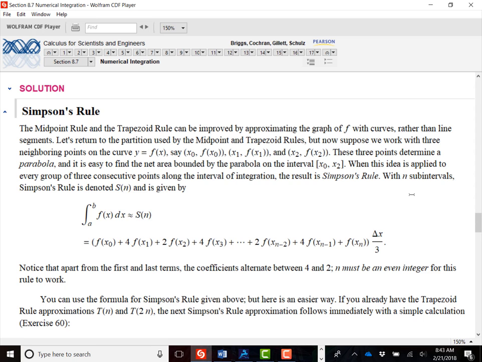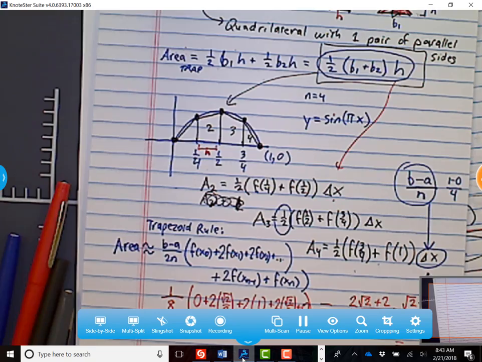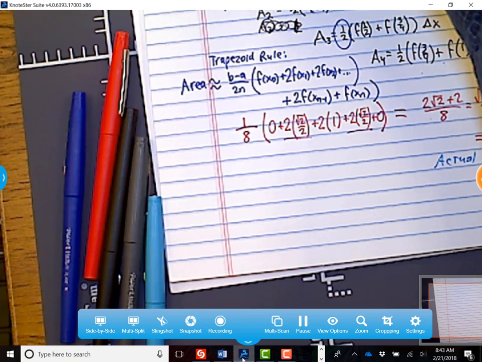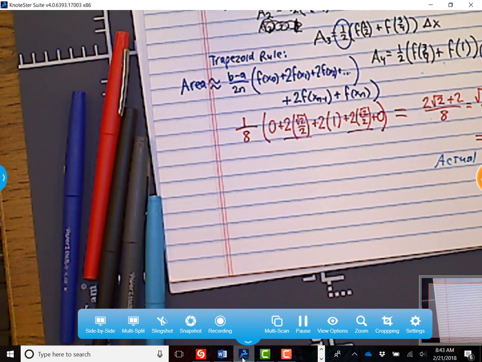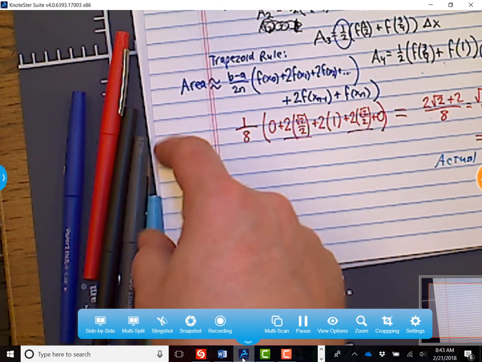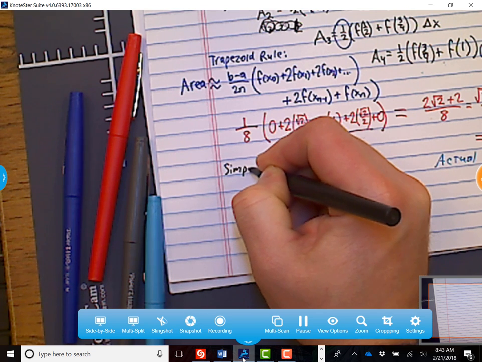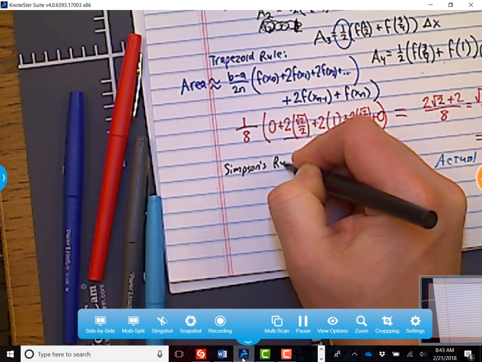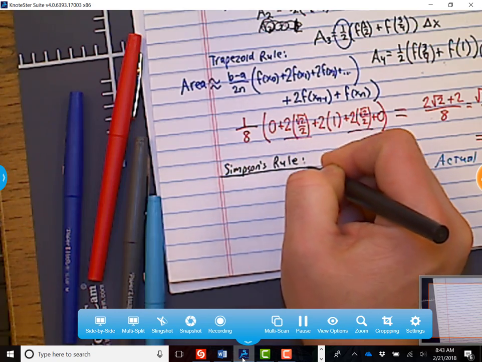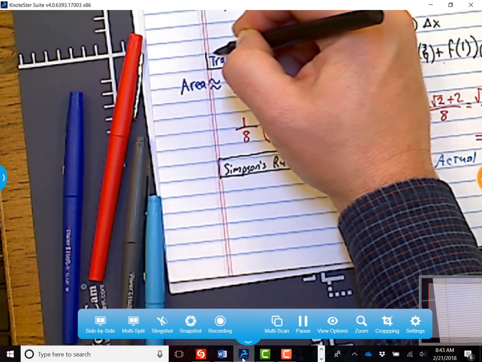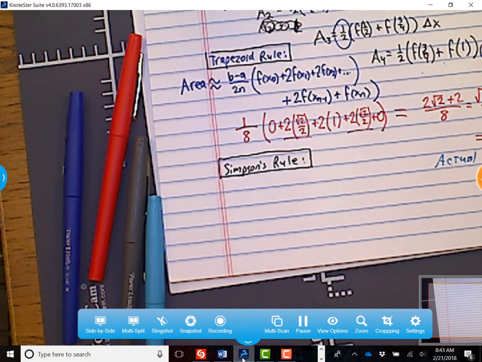So, here, let's do this. Going back to what we've been writing down. We have this trapezoid rule, right? b minus a over 2n times this stuff. Okay? The way Simpson's rule works, I don't want to take the time right now to do the whole derivation like I did for the trapezoid rule. I just want to give you the formula, and then we'll talk a little bit about how it's derived.